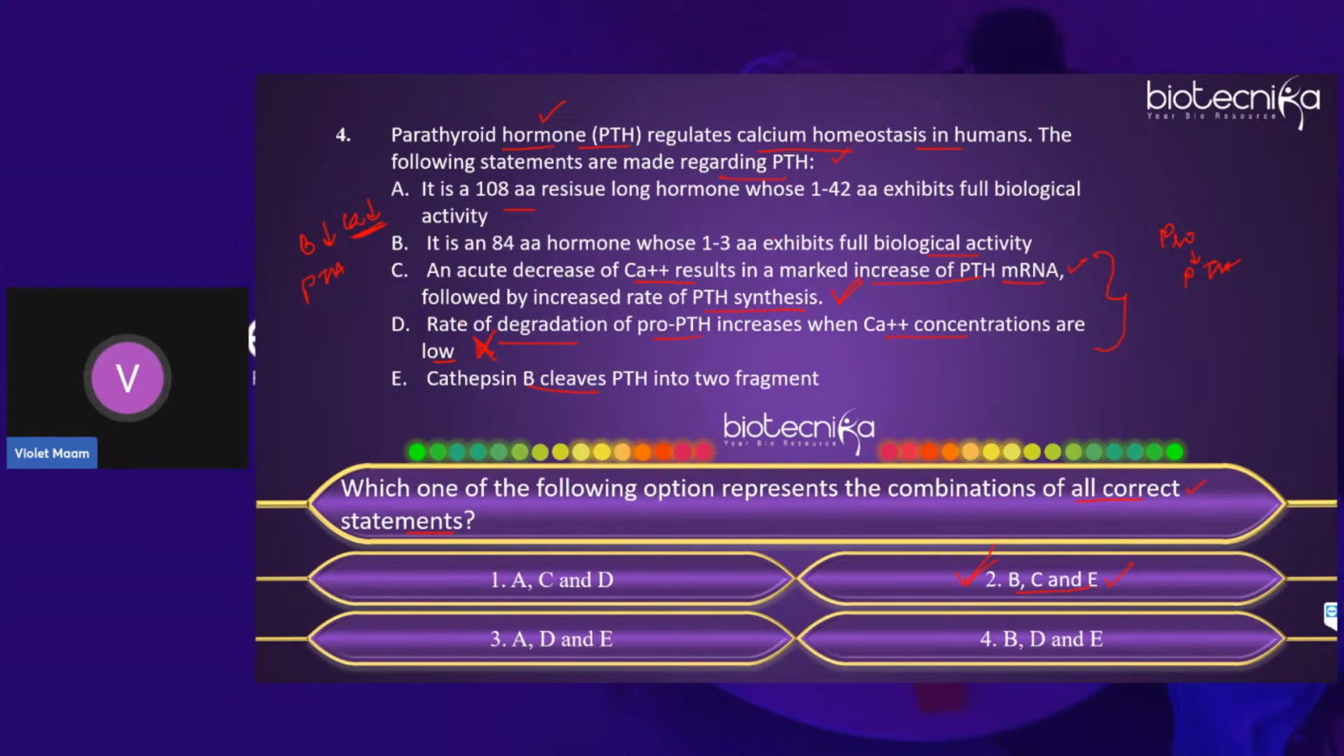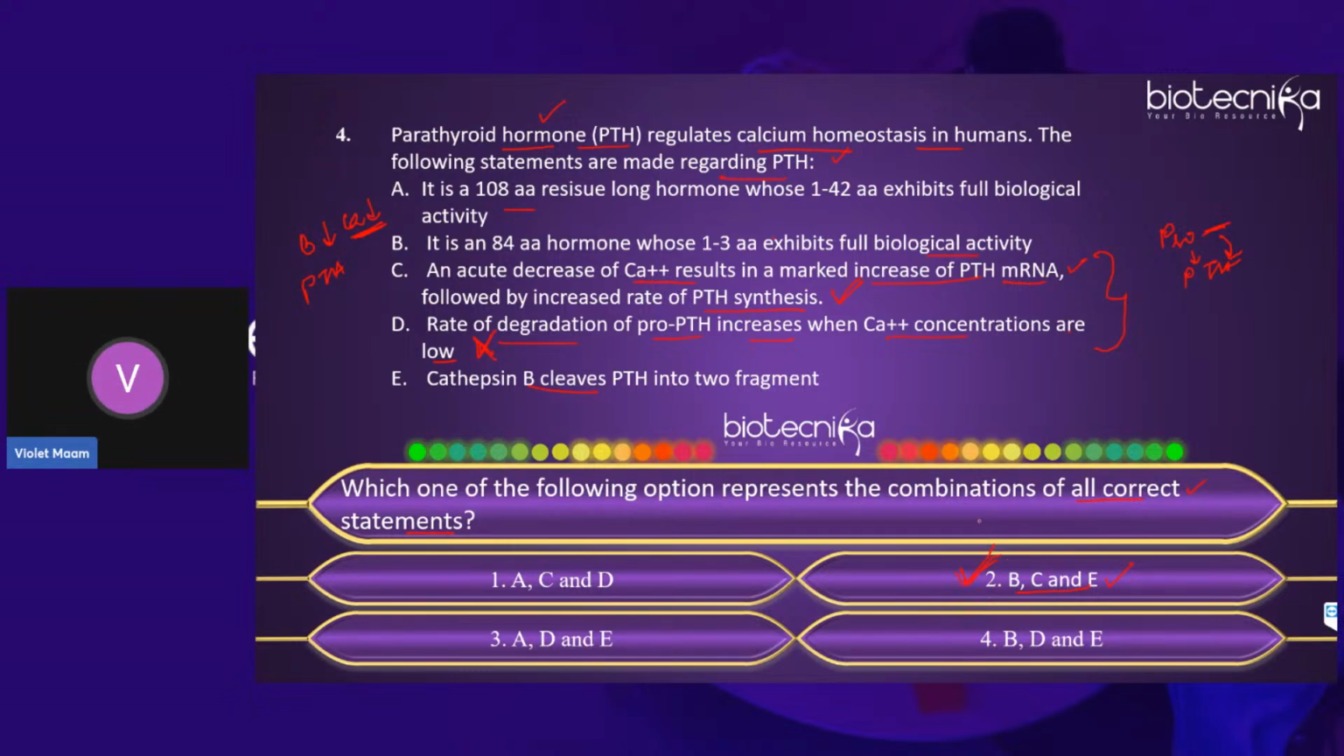Because what they have written is completely wrong. Rate of degradation will not increase. Why should it decrease? Because it has to get converted into parathyroid hormone when calcium is low. So that is why D is incorrect, and D they have given you everywhere, which means only one option is left, that is option 2. So that is the right answer.